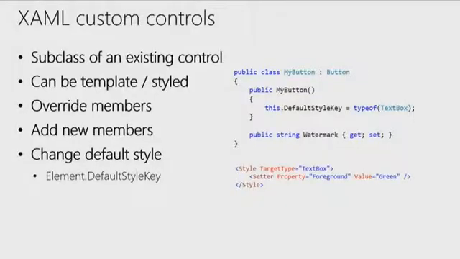So there's a property on your class called the default style key. It takes a type of type, and basically you say, this is the type of style that I want. So even though my class name is MyButton, I want all the styles for Button. You can see in this line, you set this default style key to typeof TextBox. So from this point forward, your button would take the style of the text box.